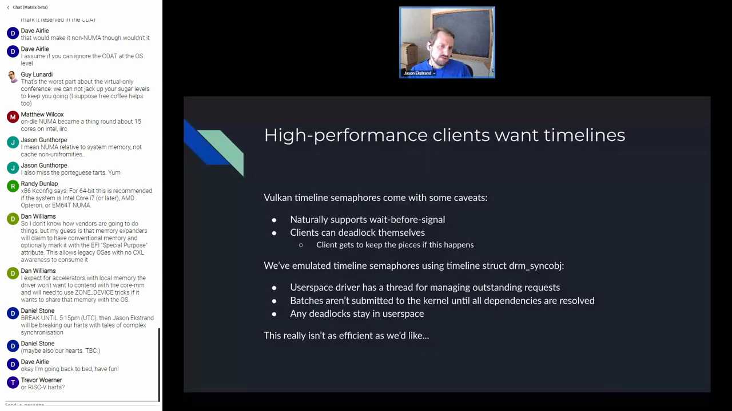We have an emulation of this for the AMD and Intel drivers that uses DRM sync objects, but it is not really as efficient as we'd like it to be. It's not really the implementation we would like long term.